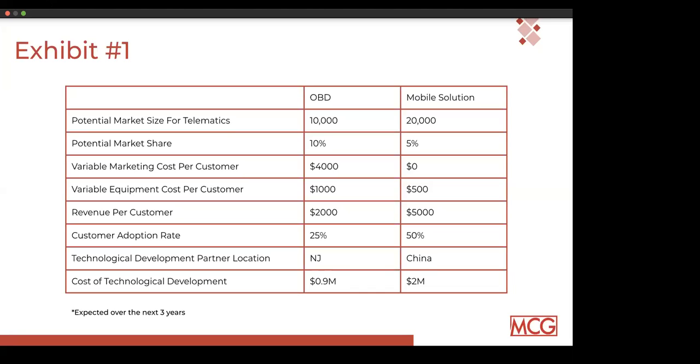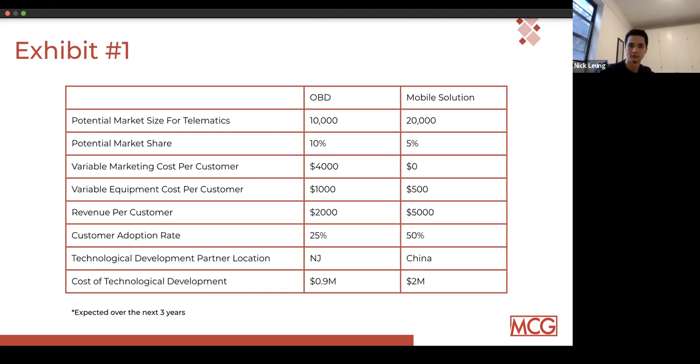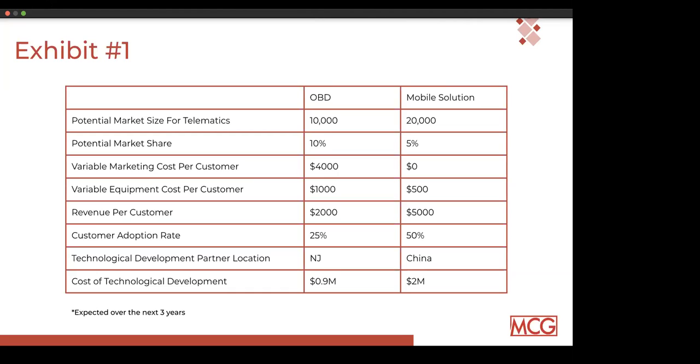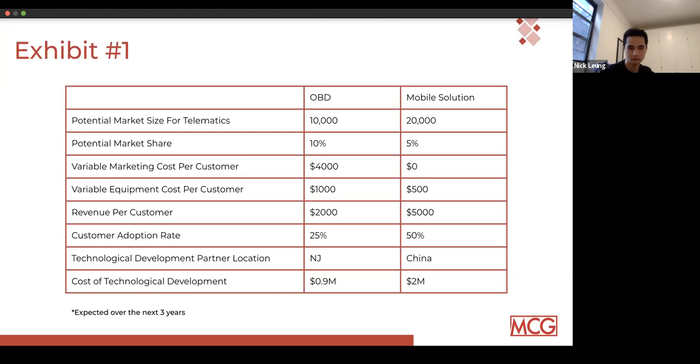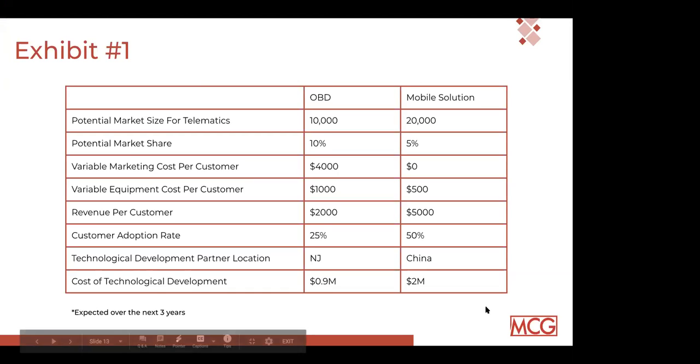Yeah. So this exhibit is comparing some data between OBD and the mobile solution. We see that the mobile solution has double the market size, but half the market share. It has no variable marketing cost and only half the equipment cost of OBD. It gives us 5,000 revenue compared to 2,000. That's like 150%, I think, double the customer adoption rate. The technological development locations are different. OBD is in America, but the mobile solution is abroad. And the cost of technological development is a bit over double for the mobile solution.